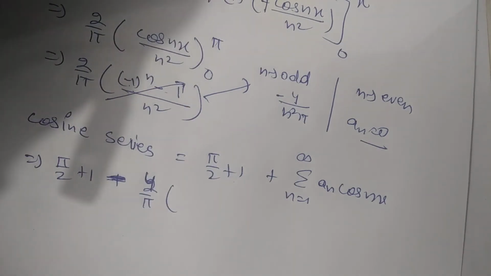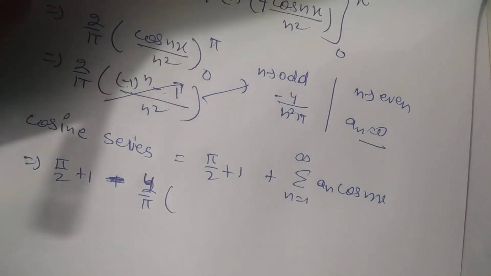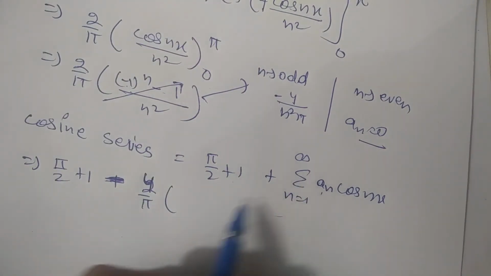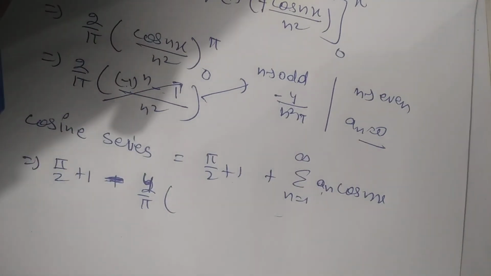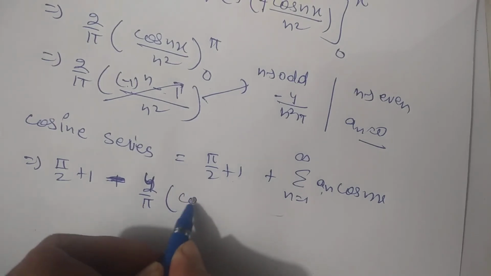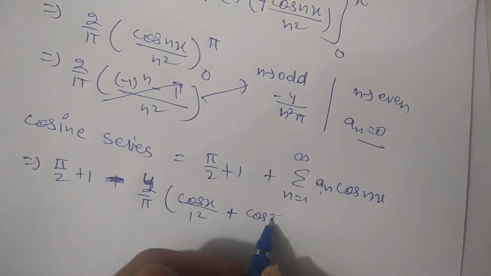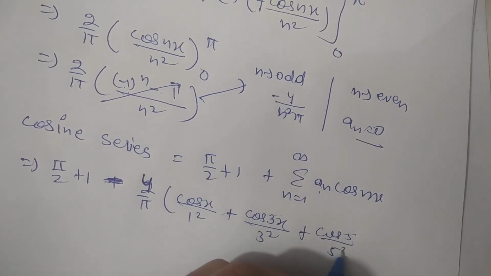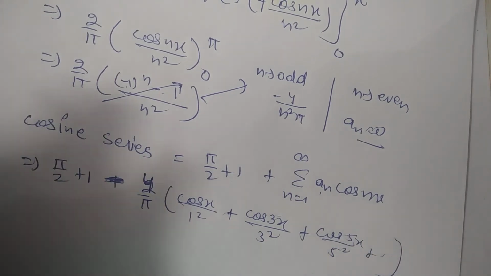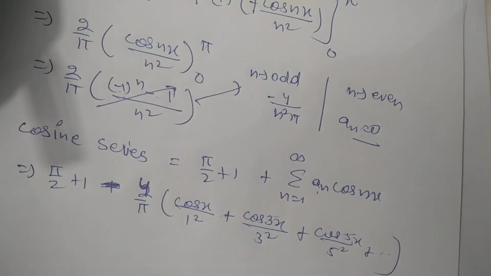And finally what will remain inside, 1 by n square will be remaining there. So this value will turn into cos x by 1 square plus cos 3x by 3 square plus cos 5x by 5 square, and so on. So this will be the relation. So we have already found the values for the sine series and for the cosine series. So this will be our relation.